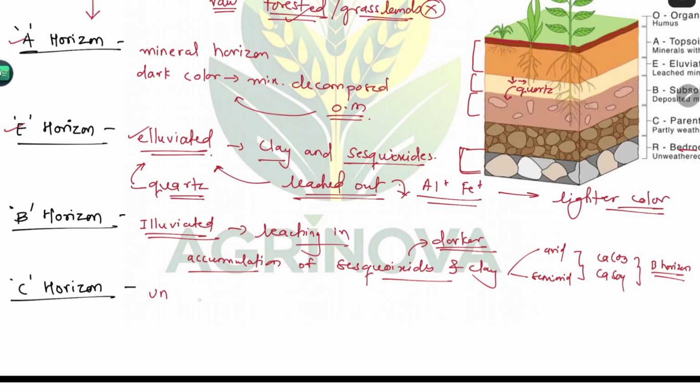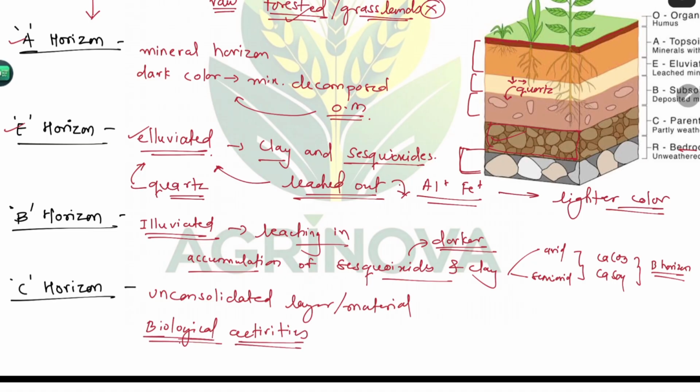The C horizon is the unconsolidated layer material. So basically it is the hard part of the layer. You can see in the images that it is half eroded, less weathered or unweathered. So it is basically beyond major biological activities. This horizon contains larger wide spaces between the rocks or cracks.